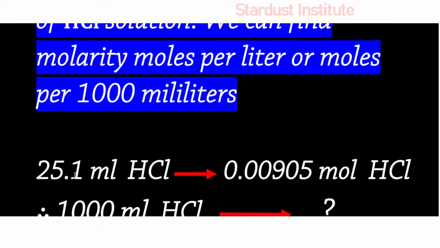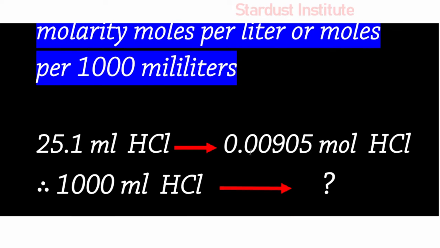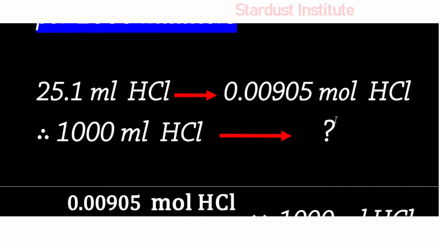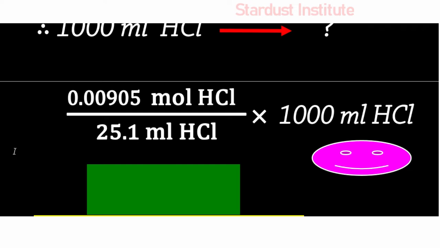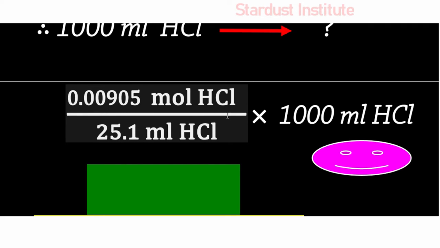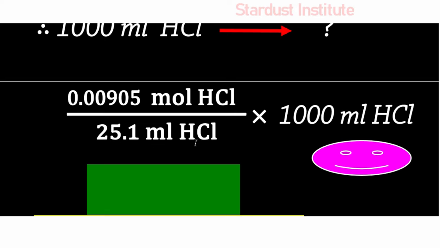In 25.1 milliliters of this HCl solution, there are 0.00905 moles of HCl. Then in 1000 milliliters of this HCl solution, how many moles of HCl are there? That is the molarity. We can find it this way: 0.00905 moles of HCl divided by 25.1 milliliters HCl, multiplied by 1000 milliliters HCl.